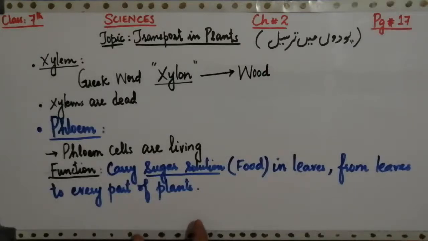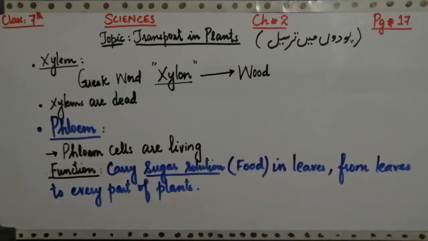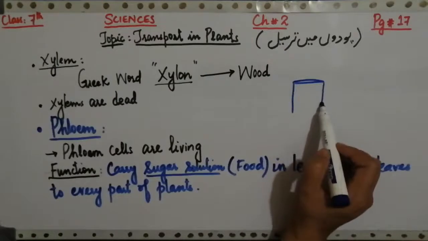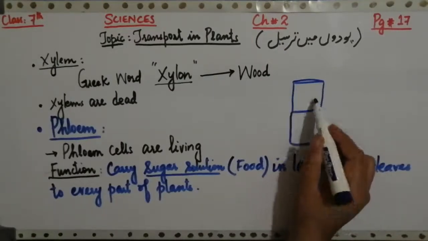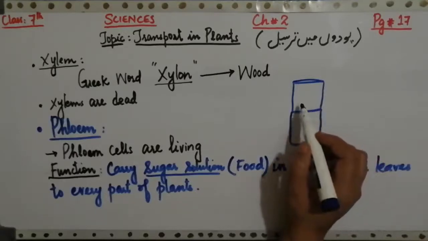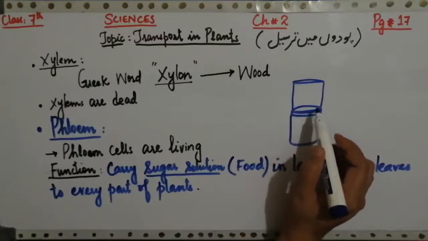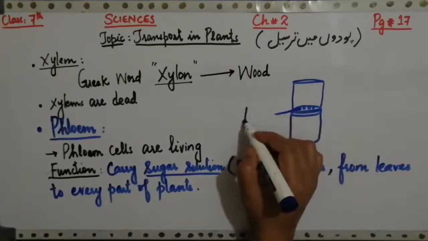One more important thing here: there are holes at the end of each phloem cell, so sugar solutions can pass through. Now you can observe the figure of the phloem cells. Here I am drawing some phloem cells. For example, these are two phloem cells. You can find an area in between two phloem cells which contains some holes. What are these holes, these openings?